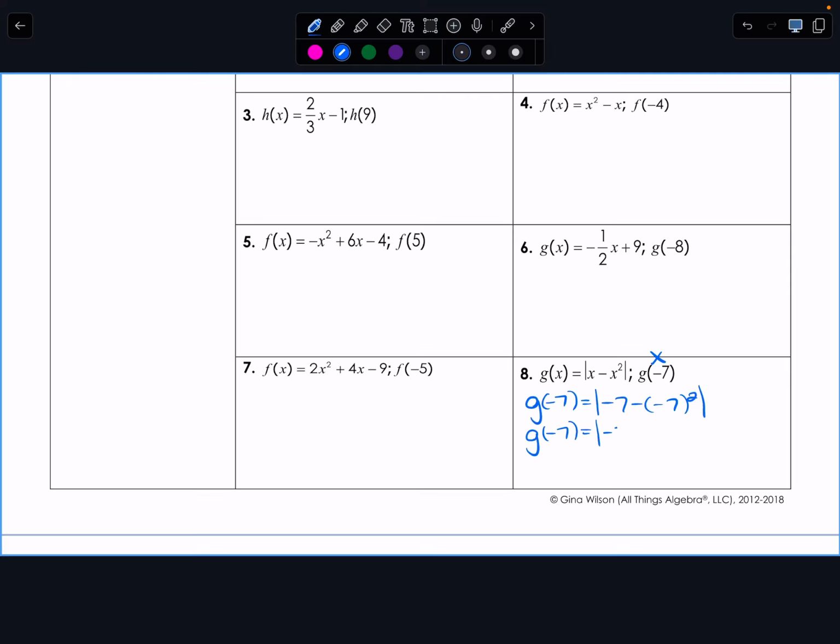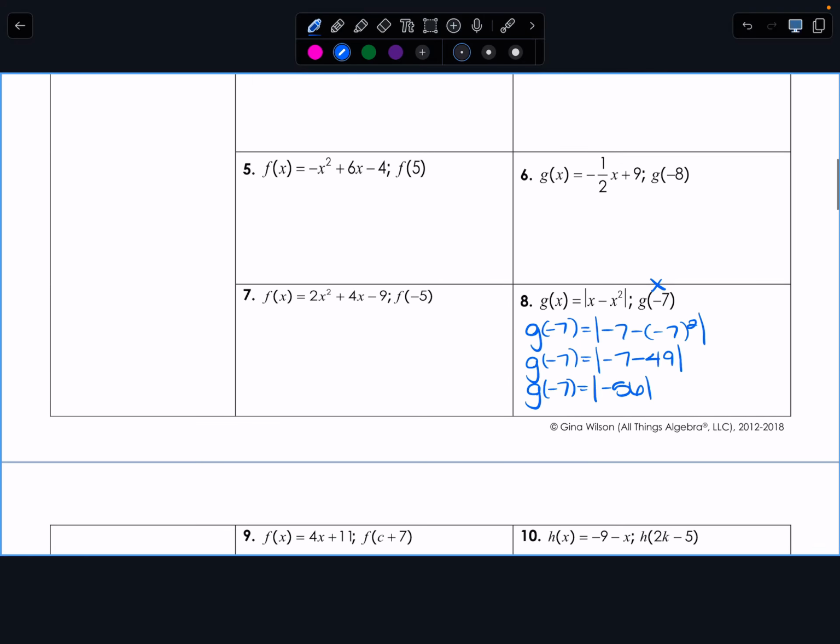So I get absolute value of negative 7 minus 49. Because I take that negative 7, I square it, I get a positive 49, but there's a subtraction sign in front. So g of negative 7 is absolute value of negative 56. So g of negative 7 is a positive 56 because of the absolute value.